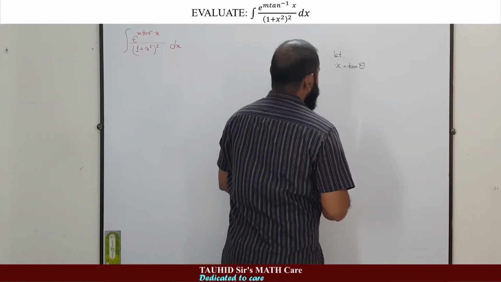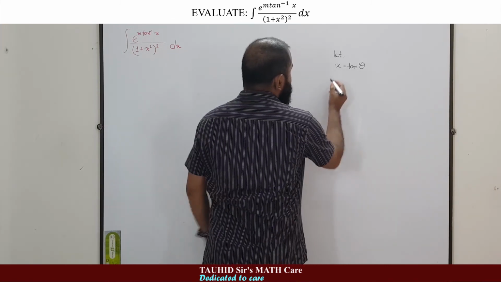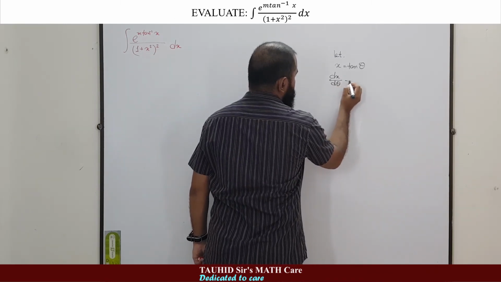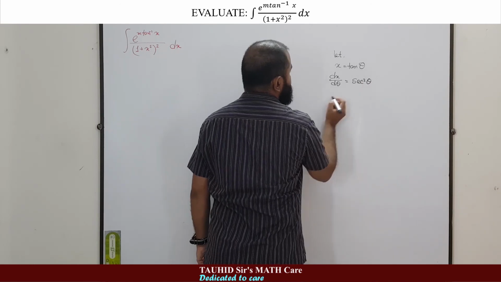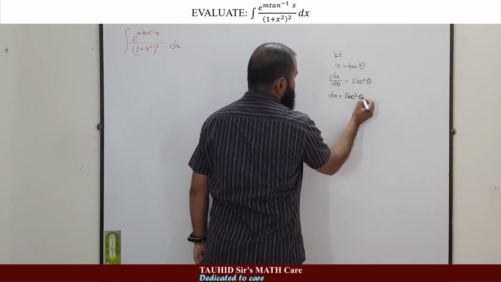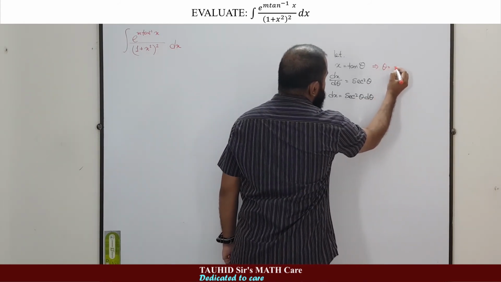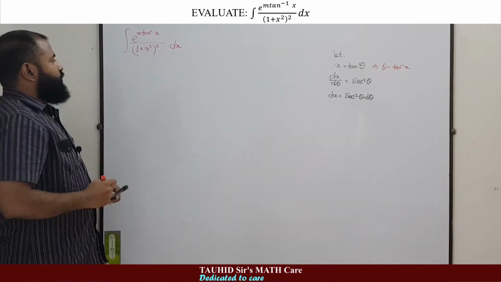Okay, x equal to tan theta. That means dx d theta equal to, if we differentiate tan theta, we get sec square theta. That means dx equal to sec square theta d theta. Therefore, we can say that theta equal to tan inverse x. Now, come to the question.